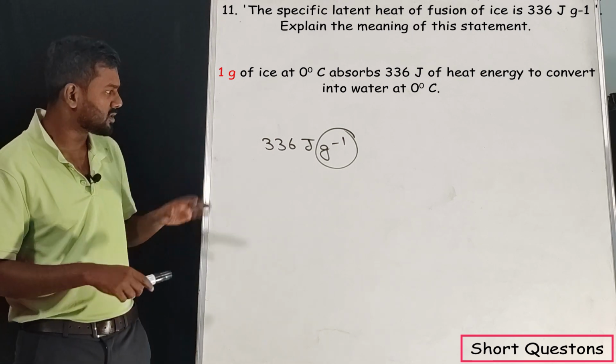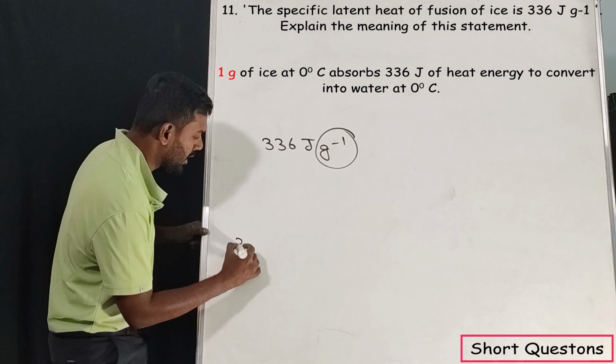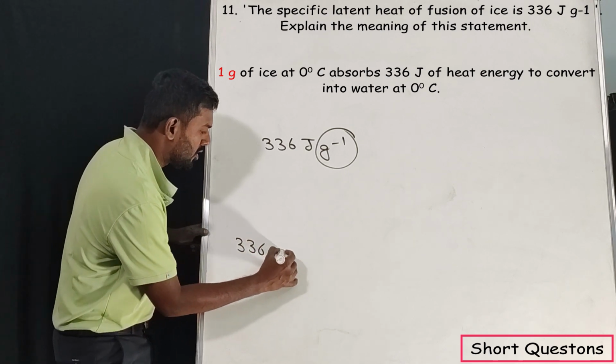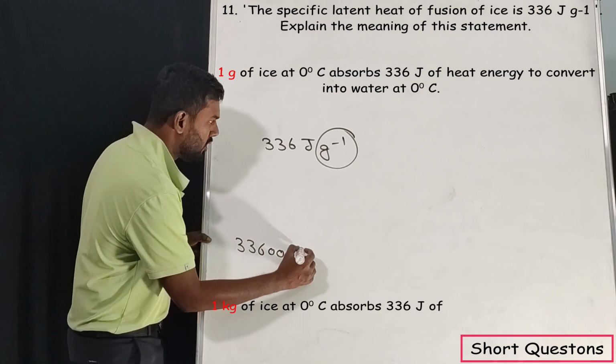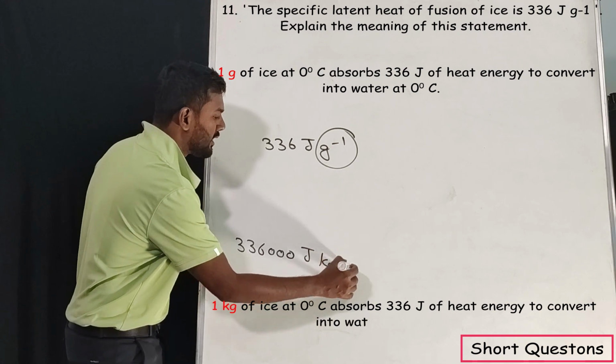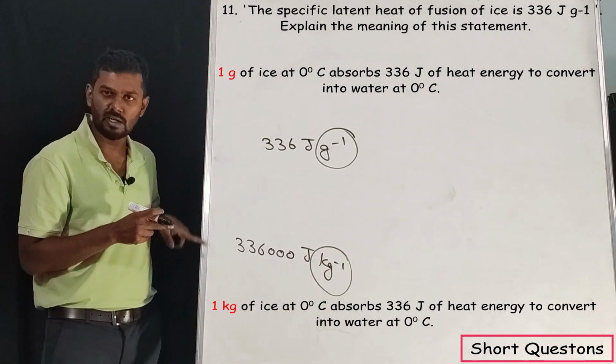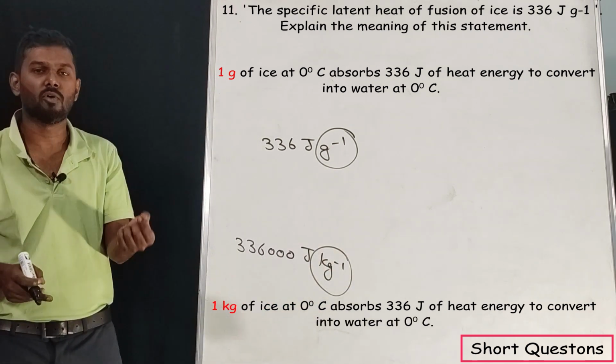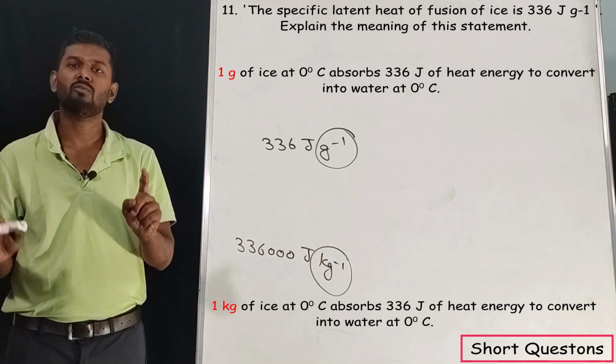That's it. If the same question is given in terms of kg, with 336 or any value, don't worry about the value, then in the same sentence, instead of using 1 gram of water, you have to use 1 kg of water.